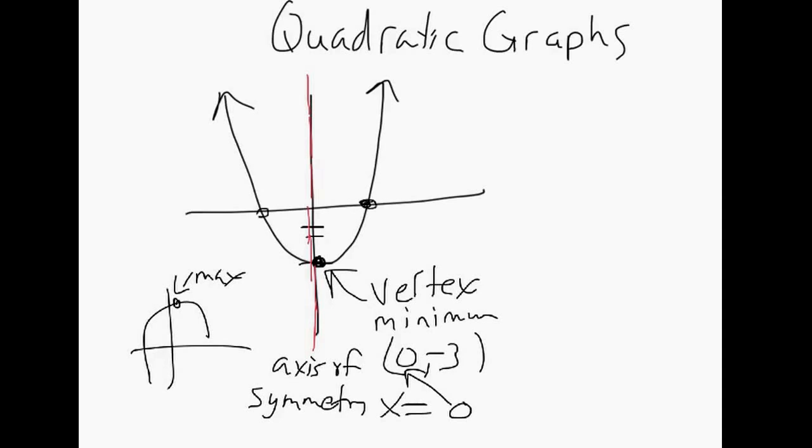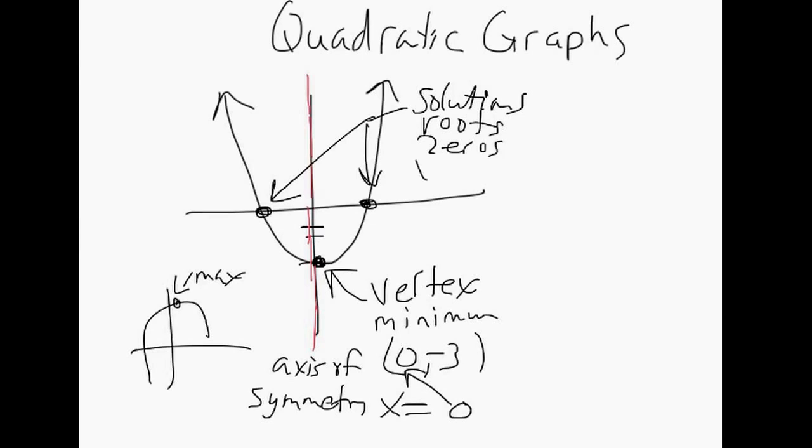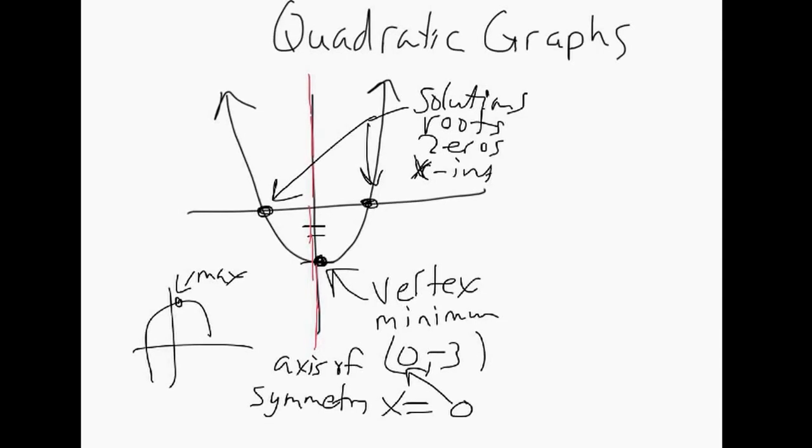Where it crosses here, right here, and right here, these are your solutions, which are also called roots, zeros, and x-intercepts. So those are all important things in regards to that type of graph. Okay?